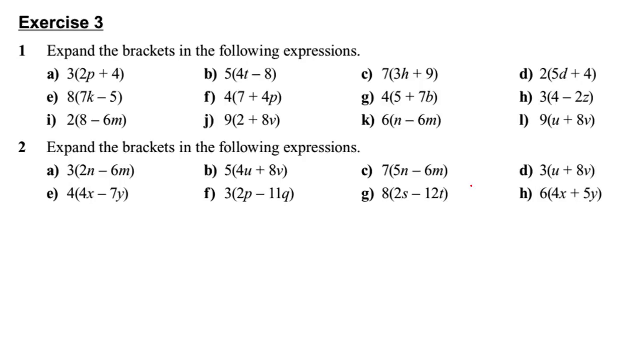Okay, hope you went well on that. So just picking up question G, for example, I'm going to do 8 times by 2s, which is 16s, and then 8 times by 12, which is going to be, that's going to be what? It's 96. So 8 times by 12 is 96. And there's minus there, and don't forget this t that's at the end. So that is the answer to that.